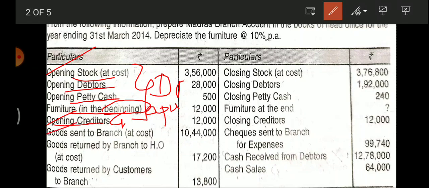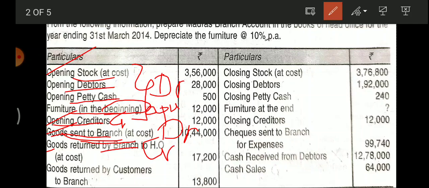Now, goods sent to branch: the branch will receive the goods. If the branch is receiving, what comes in is recorded on the debit side of the branch account. Goods returned by branch to head office: the branch has returned the goods to the head office. It means goods went out of the branch account, so it will be mentioned on the credit side of the branch account.